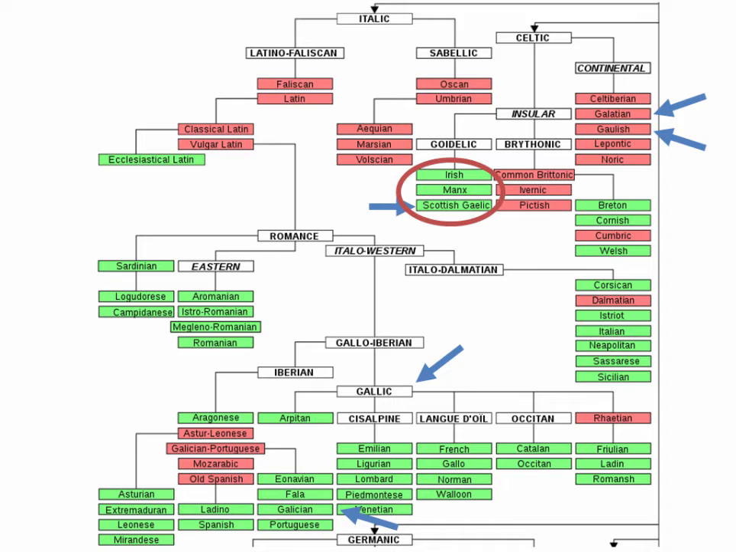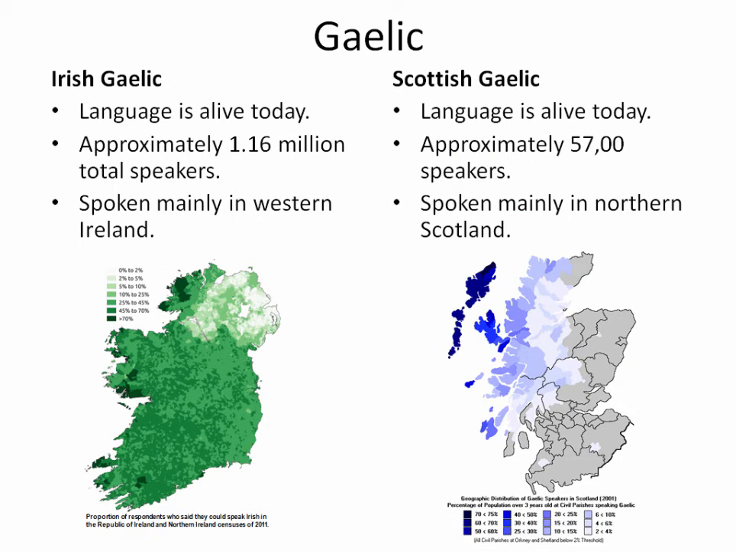Next, we'll move on to Gaelic. Gaelic is a family of related languages, primarily from Scotland and Ireland. Irish Gaelic is alive today. It is spoken by approximately 1.16 million total speakers. It is spoken mainly in the west of Ireland, with a population that is more able to speak it than in the east. Scottish Gaelic likewise is alive today, although the number of speakers is significantly less at only about 57,000. Scottish Gaelic is mainly spoken in the north of Scotland.